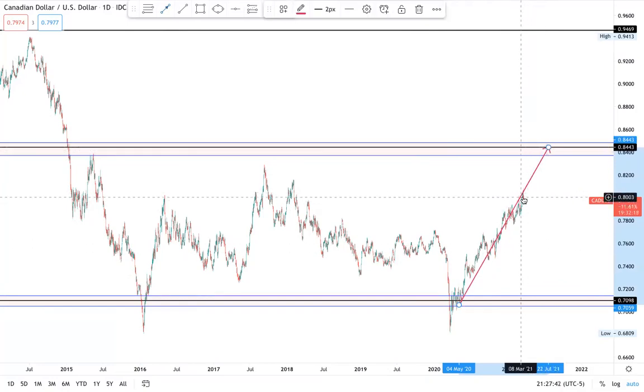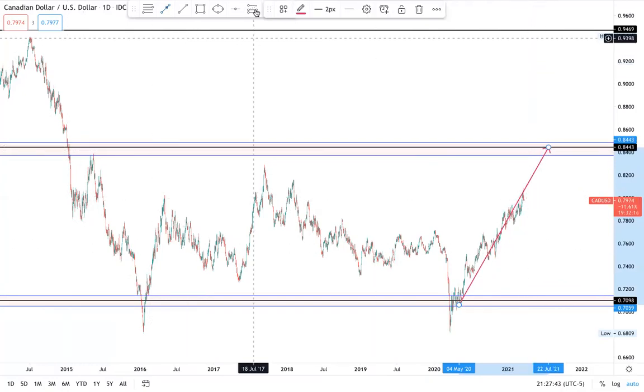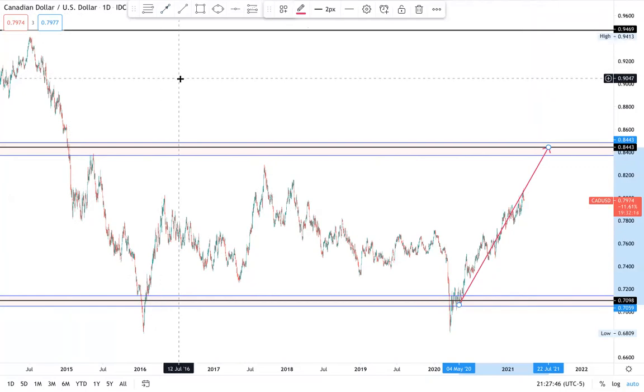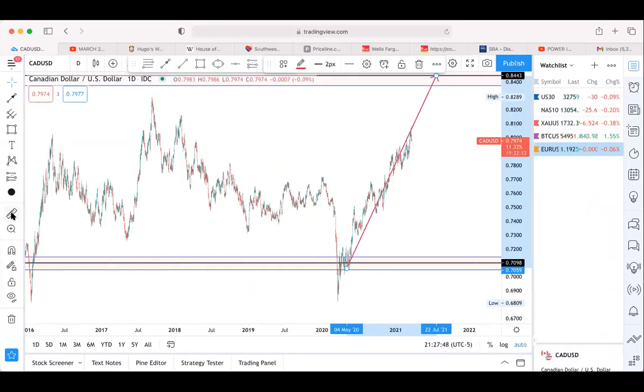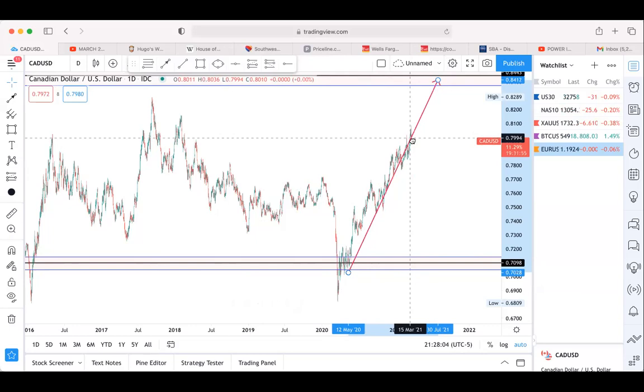Now price is actually right here. If it goes all the way up, that's about 400 pips, and that's a lot. From here, this is a daily time frame. So this market right now, I would say the market is bullish.